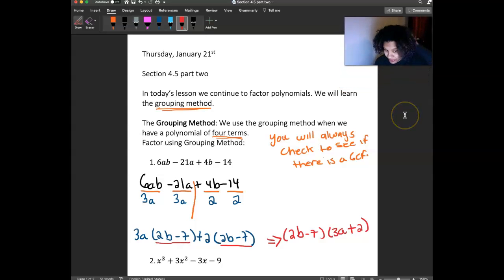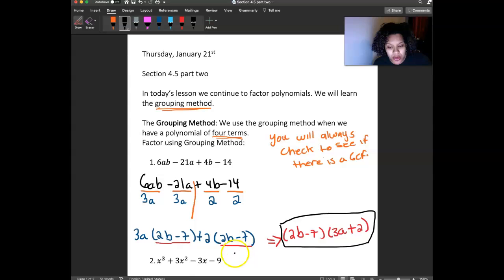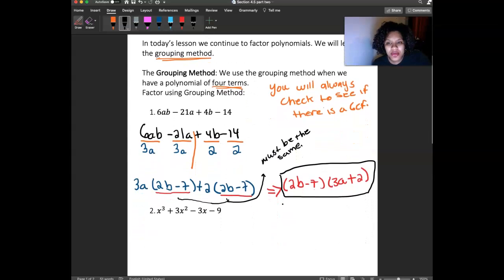Right there. And that is it. All right. So I'm going to put a note here. This and this must be the same, right? Okay, let's see another example.